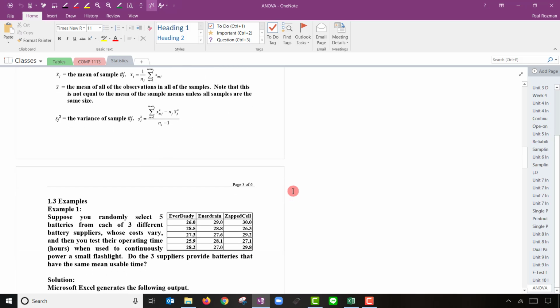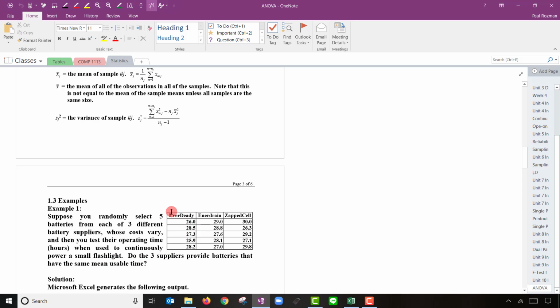So here's a little example. I have 3 brands of battery: Everdeady, Enerdrain, and Zapped Cell. And I want to compare the lifespan of these batteries. So I set up a little experiment. I get a small flashlight, and I put the batteries in the flashlight, and I see how long they last.